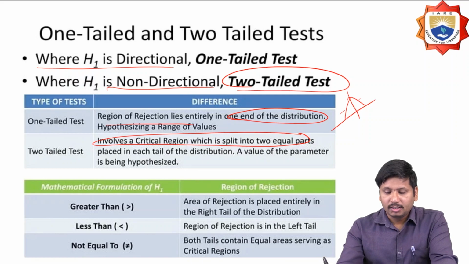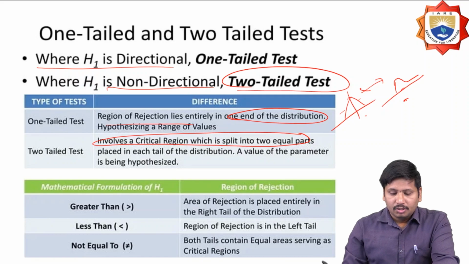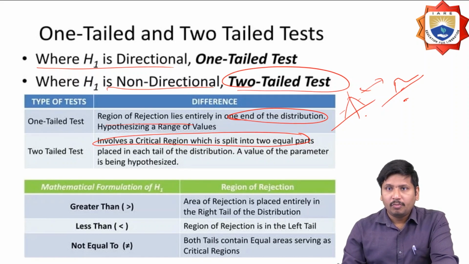Whereas in a one-tailed test, the region of rejection should lie entirely on one side only. So by seeing the graph, I can clearly define whether it should be a one-tailed test or a two-tailed test. So what should be the mathematical formulation of H1? What should be the region of rejection?